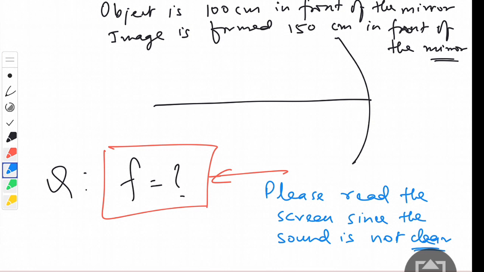How did we get minus 60? Good. Okay. Is it plus 60 or minus 60? What do you guys think?